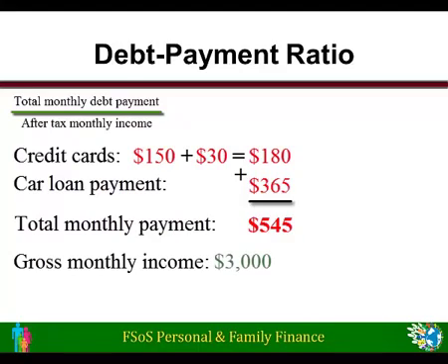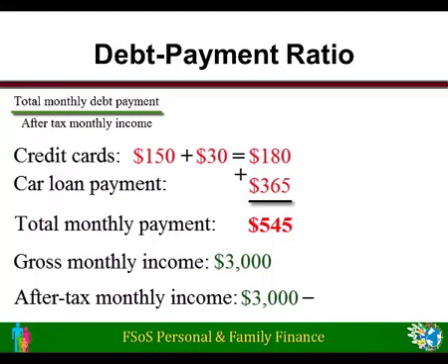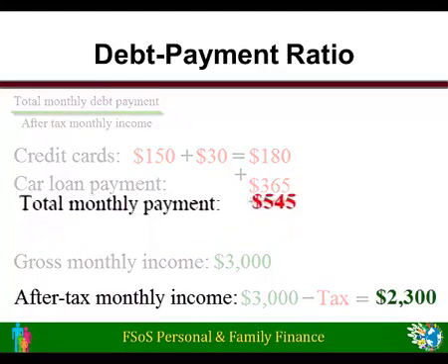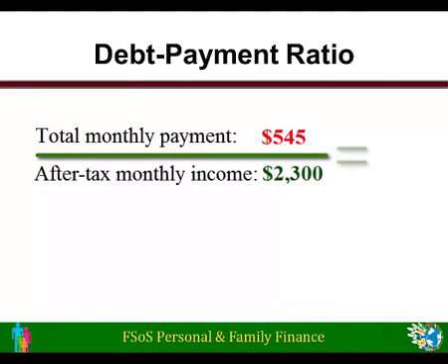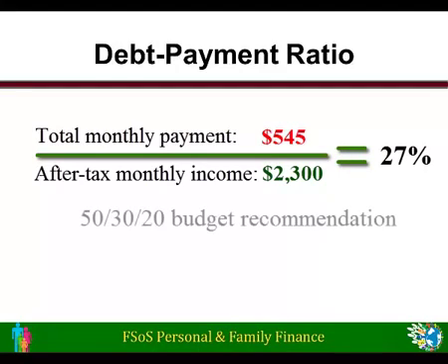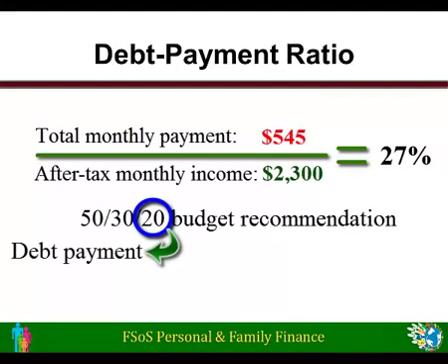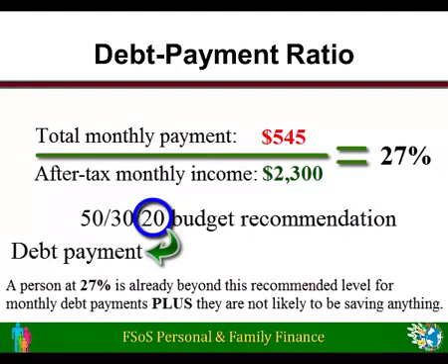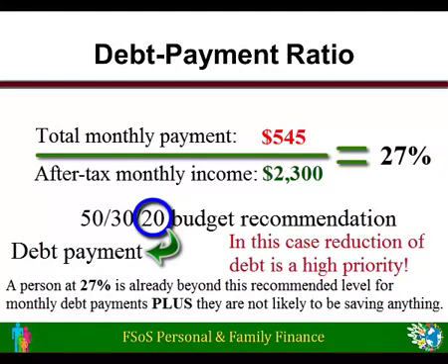The gross monthly income is $3,000, which means that after tax, monthly income is roughly $2,300. 545 divided by 2,300 is 27%. Is this good or bad? Remember the 50-30-20 budget recommendation we talked about earlier? That suggests that 20% of one's budget should be dedicated to debt repayment. And remember, savings too. So a person at 27% is already beyond this recommended level for monthly debt payments. Plus, they are not likely to be saving anything. In this case, reduction of debt would be a high priority.